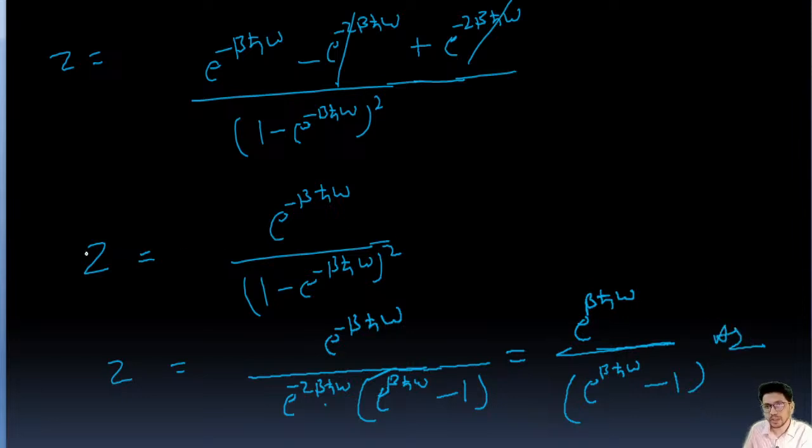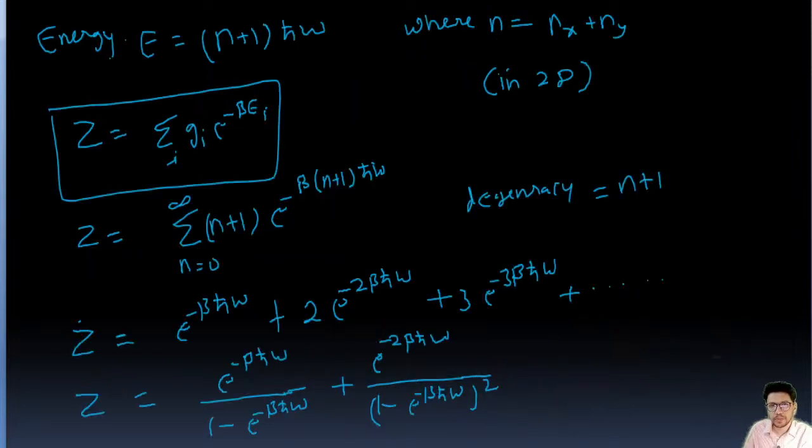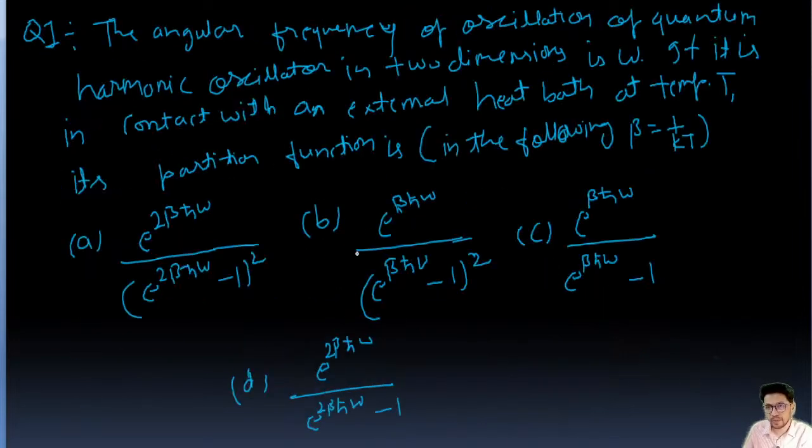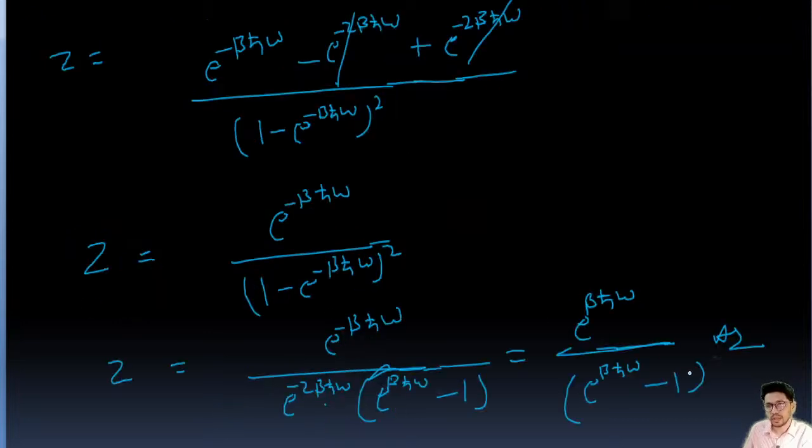So which option is matching? E to the power beta h cut omega upon e to the power beta h cut omega minus 1 whole square. So option B is matching, guys. So this is the answer. A very good question, guys. It's a part B question. Next question we are going to solve.